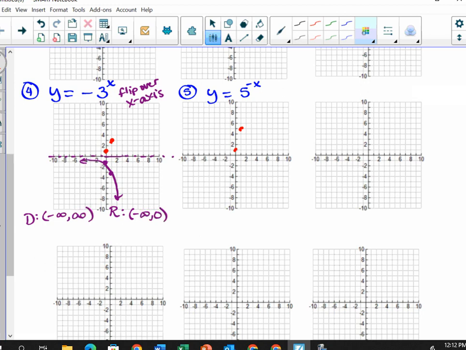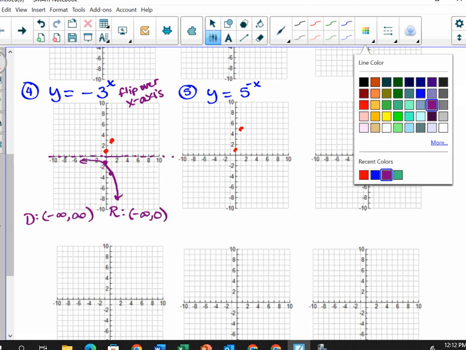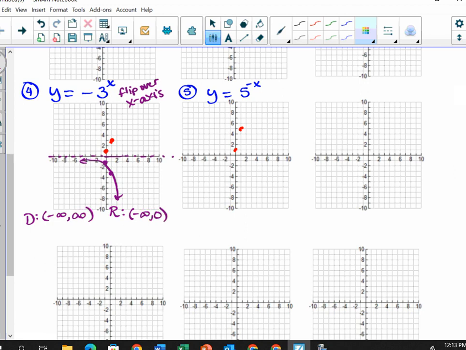So the point 0, 1, is it going to go anywhere? No, it does not. 1, 5 will become negative 1, 5. What about your asymptote? Yep, still there. And then sketch your shape.